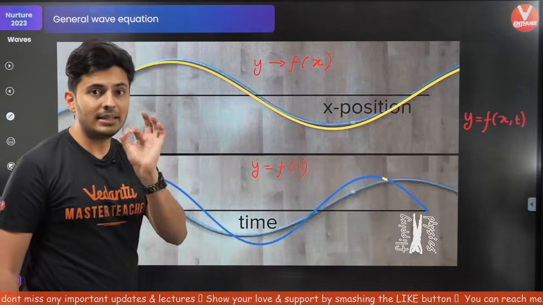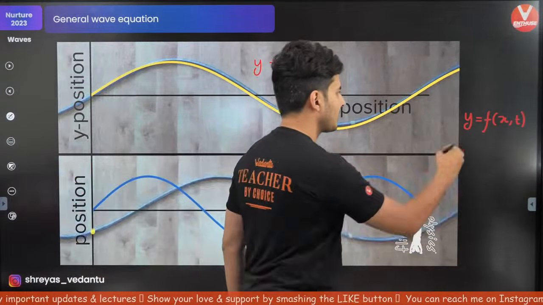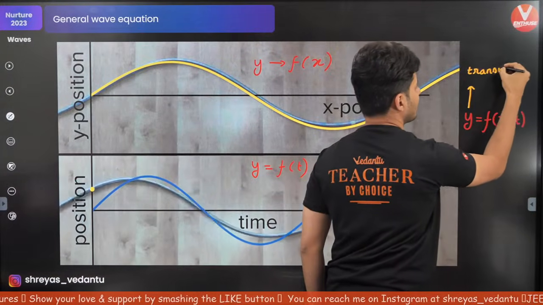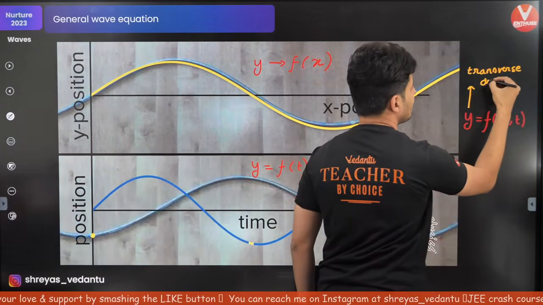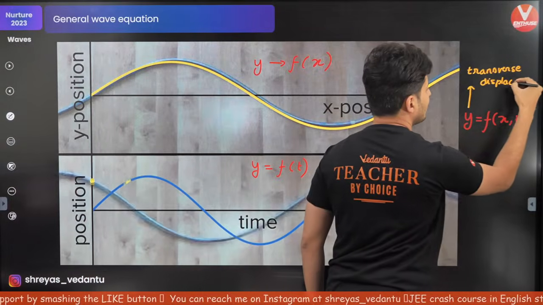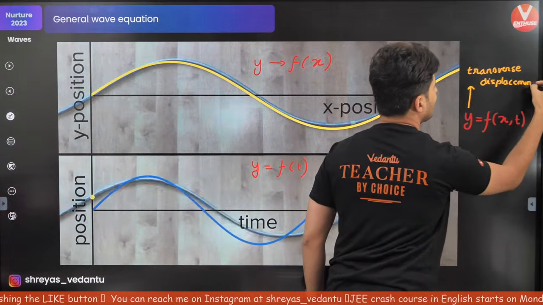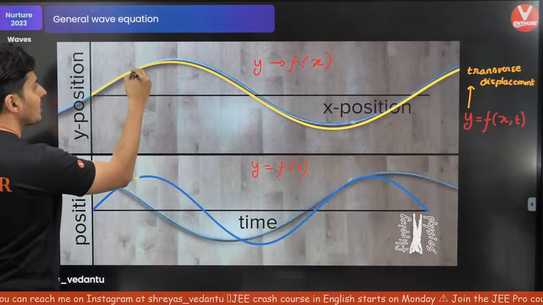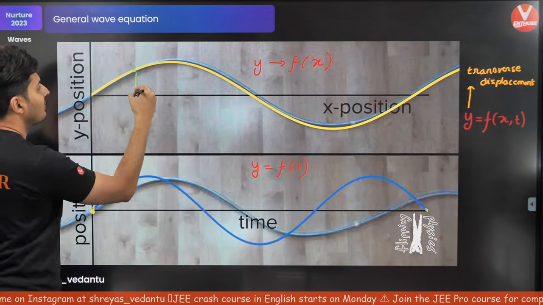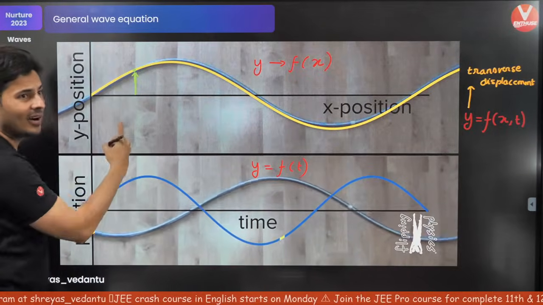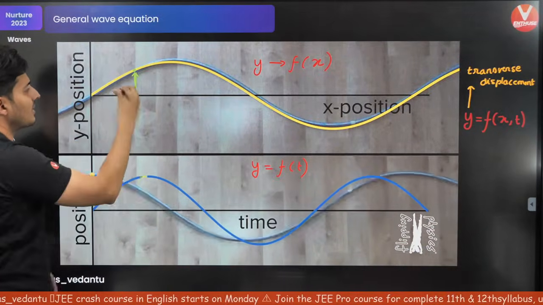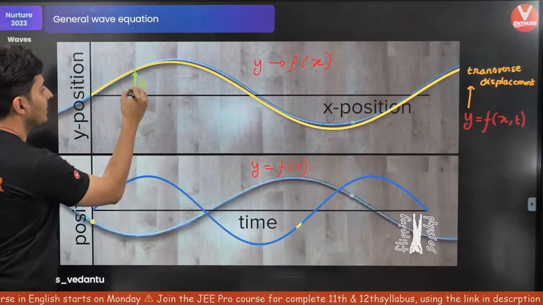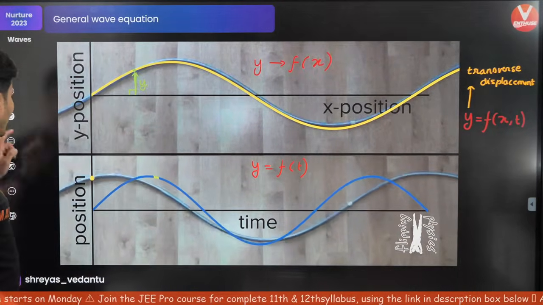Now I will label these variables. Observe this. What is y called? Y is called the transverse displacement. Why is it called the transverse displacement? You can see it very clearly from here. Any point over here will have some displacement in the vertical direction, in the transverse direction. So this is your y, your transverse, perpendicular displacement. That's what y is.